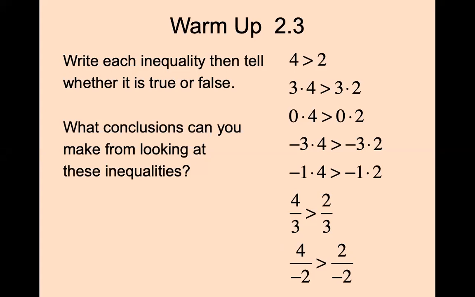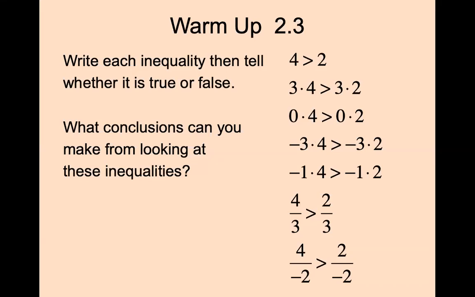So the first one, we have 4 is greater than 2. And that's certainly true. If it looks like we multiply both sides by 3, is 3 times 4 greater than 3 times 2? Yep. If I look at the third one, if I multiply both sides by 0, is 0 greater than 0? No, so you should have false for the third one.